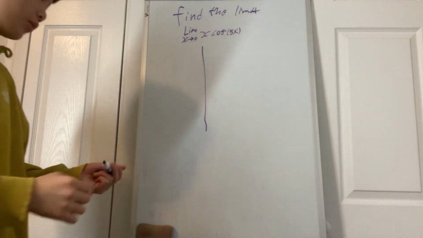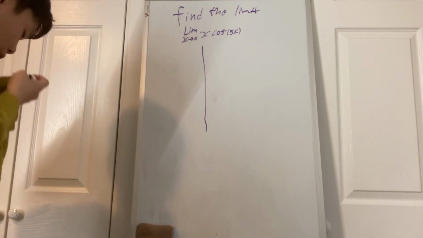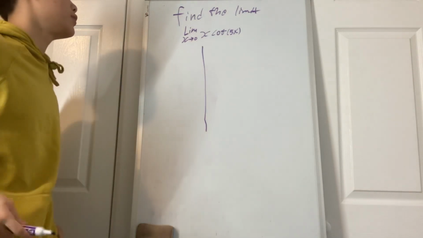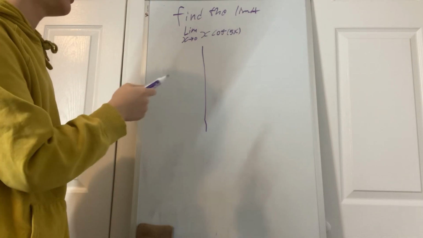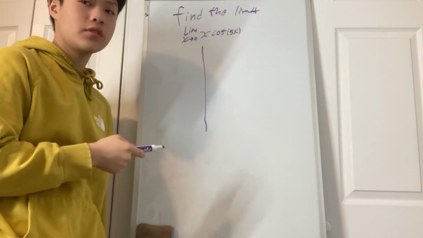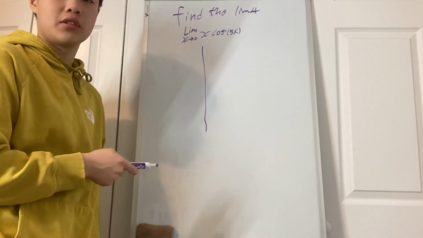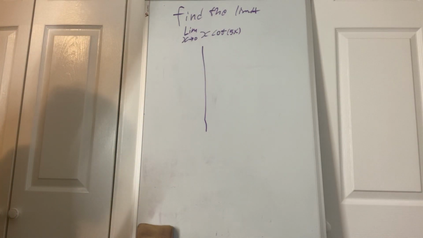Hey guys, this video is going to be about limits, and I'm going to teach you how to solve this particular limit. So over here you are met with this question: limit x goes to 0, x cotangent 5x. So I'm going to give you some time to solve it for yourself before I start. Be comfortable to pause the video if you want.